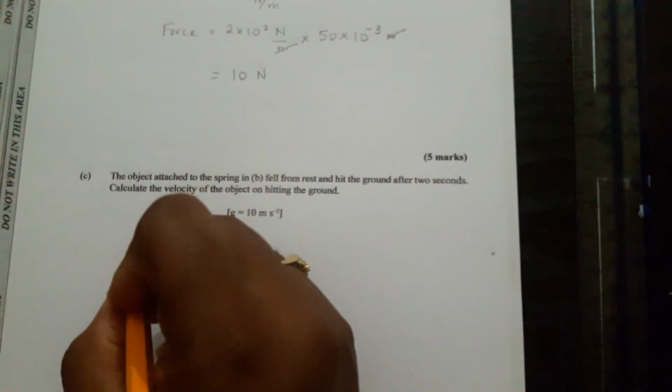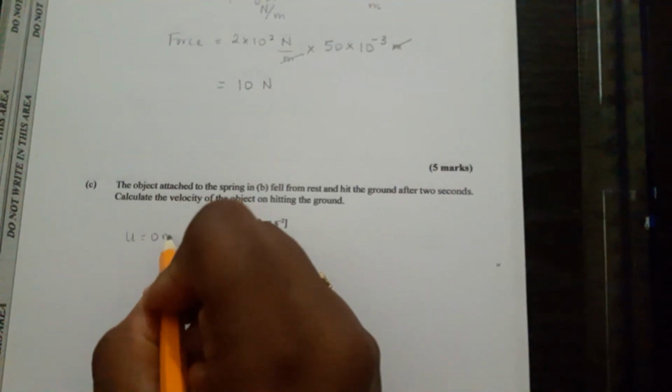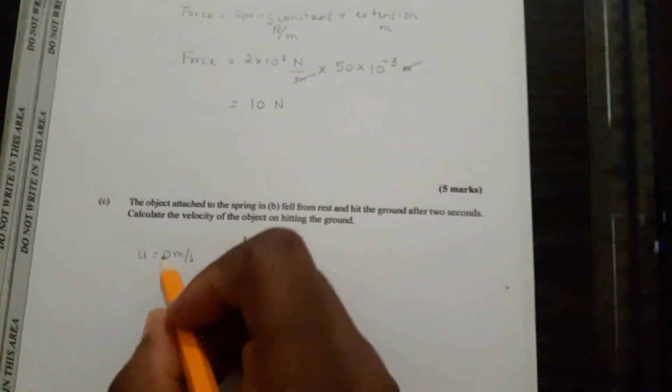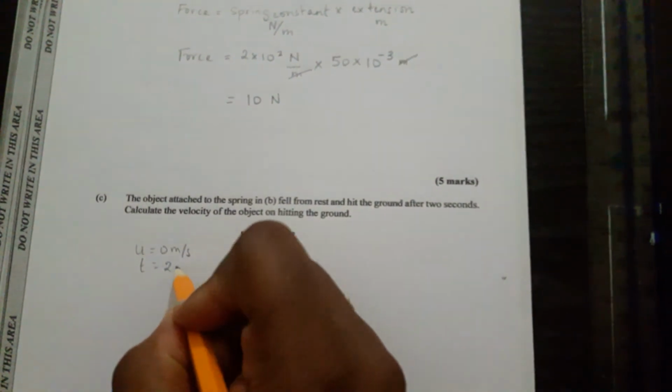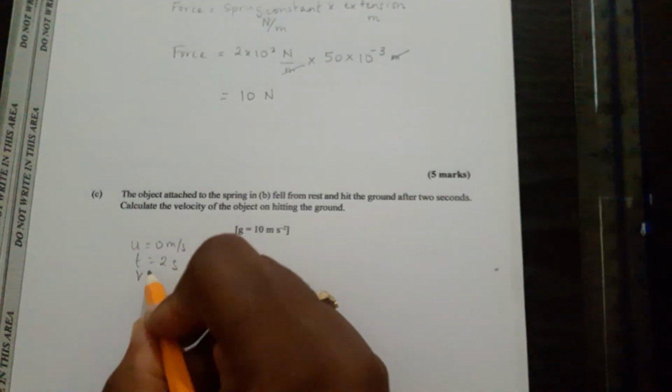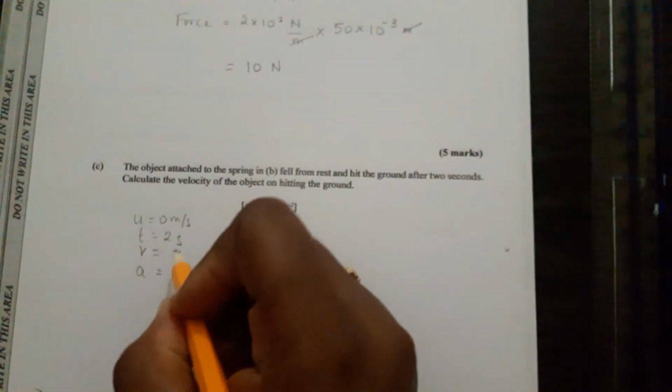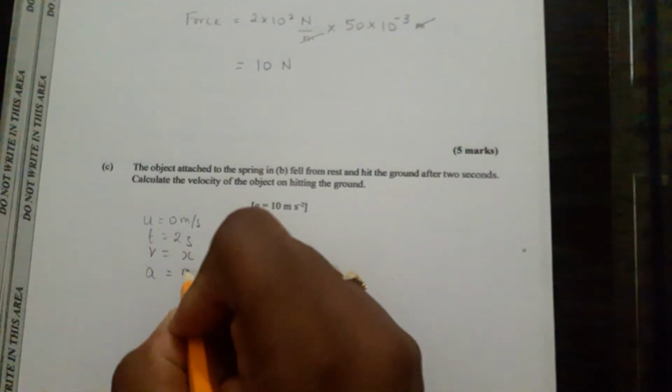It says the object attached to the spring in B fell from rest. So rest will be equal to 0 meters per second, and hit the ground after 2 seconds. So time is 2 seconds. Calculate the velocity of the object on hitting the ground. And since it's falling towards Earth, the acceleration of the object will be 10 meters per second squared. Right? That's why they give us this, because that's acceleration.